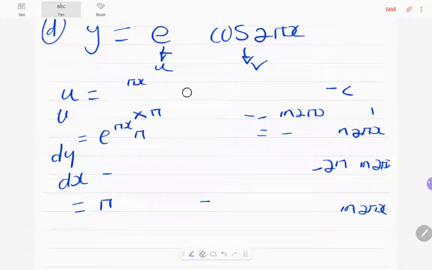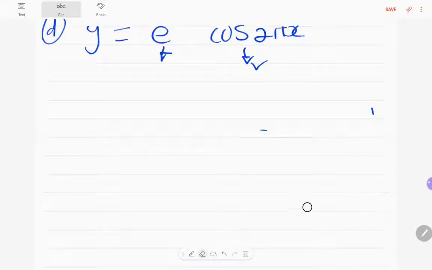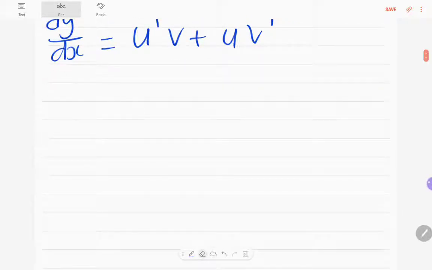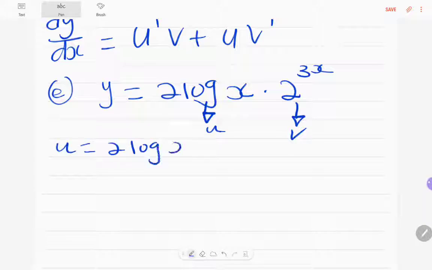The last one, please try this one. You can pause the video and try. Check if you'll be able to get it. Number E, you have y is equal to 2 log x times 2 to the power 3x. So the first one is our u, the second one is our v. Now u will be 2 log x and v will be 2 to the power 3x.